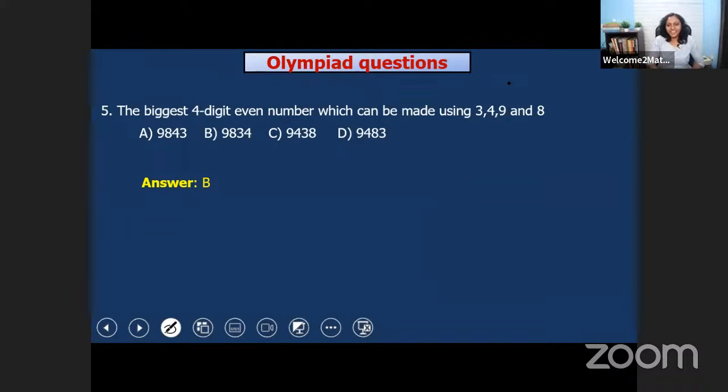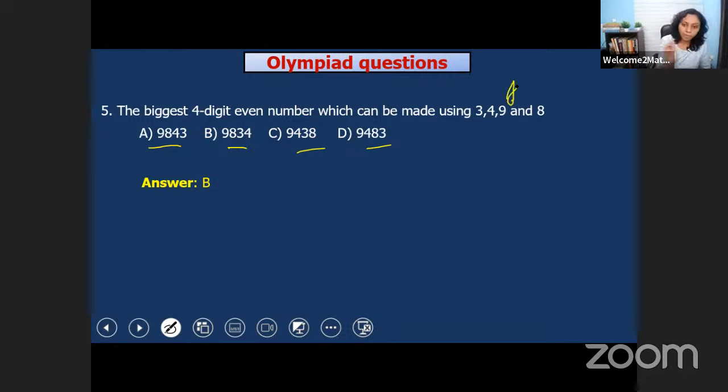Now I want to tell you, if it is an Olympiad exam question, time is very important, because you have to solve questions in a very smart way. First the traditional way, and then I will show you the smart way. Here you see the option elimination method, how to use it. We have 4 options: 9843, 9834, 9483. Our number is starting, because we have to find out the largest number.